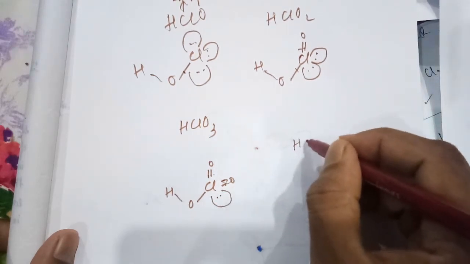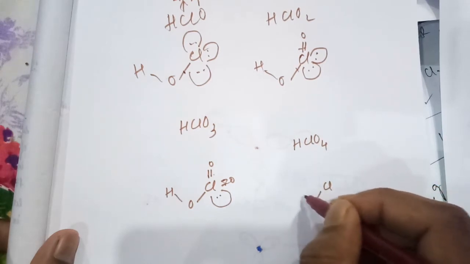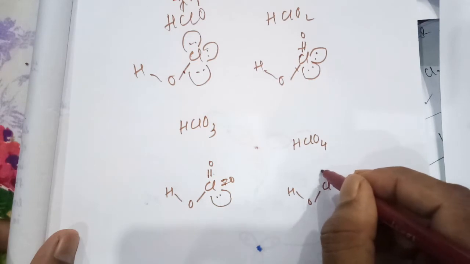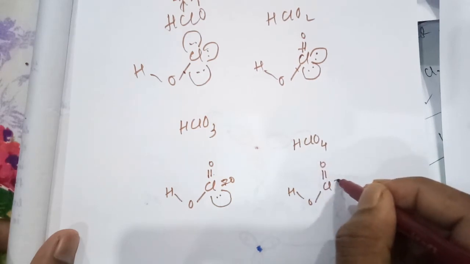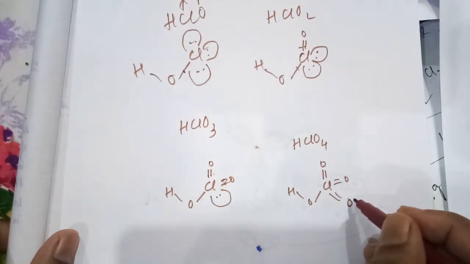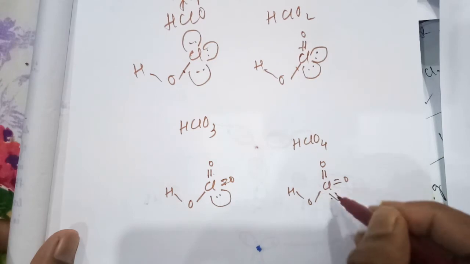Another one is HClO4. So Cl, this bond is common, Cl-O-H. Three oxygens are left: one double bond with O, another double bond with O, another double bond with O. This is perchloric acid. The electrons: 2 plus 2 is 4, plus 2 is 6, plus 1 is 7.